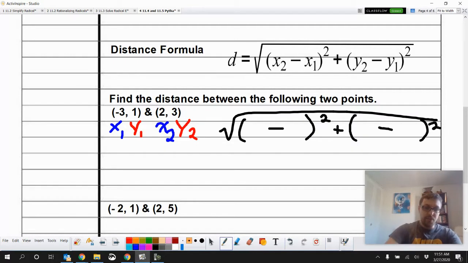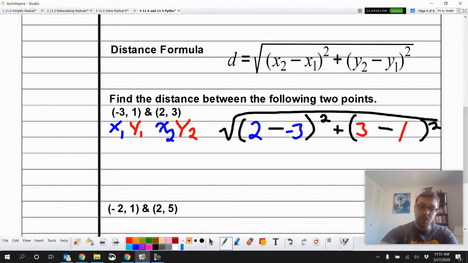So my x values are 2 and -3. So I want the x value from my second point, which is 2. So I need a 2 right here. And then I need the x value from my first point. The x value from my first point is -3. So I'll put that in. Then I need the y value from my second point. That's 3. So I'm going to put a 3 right here. And then I need a y value from my first point, which is 1. So I put a 1 right there. Now it's all plugged in. I just got to simplify it down.